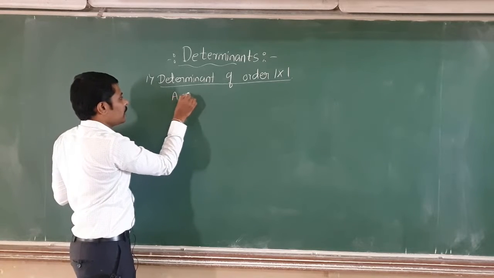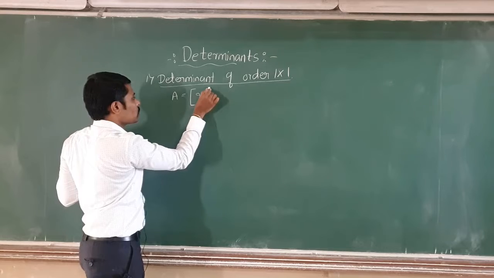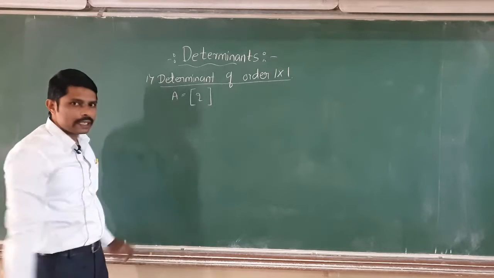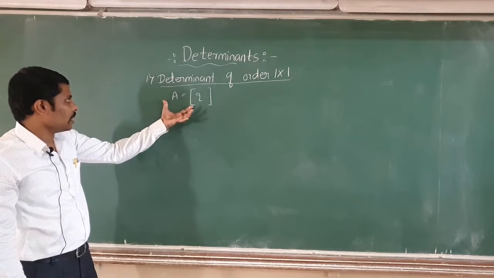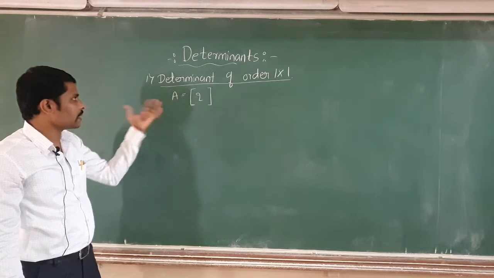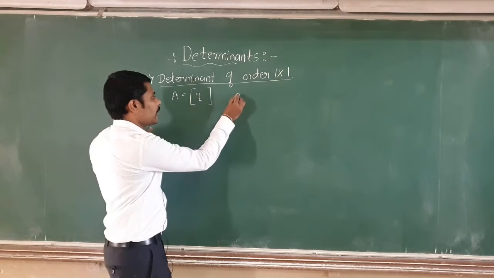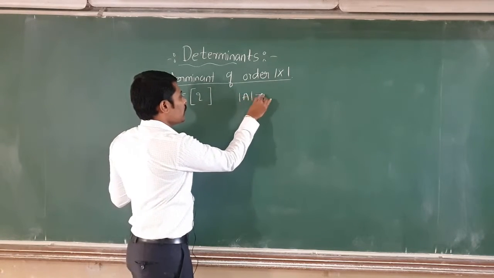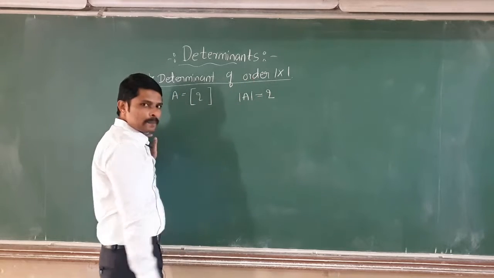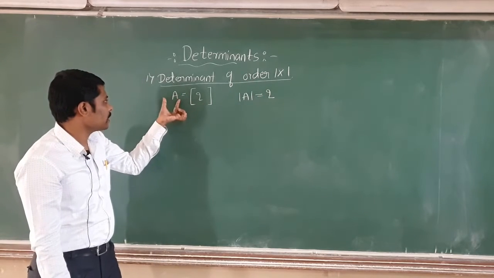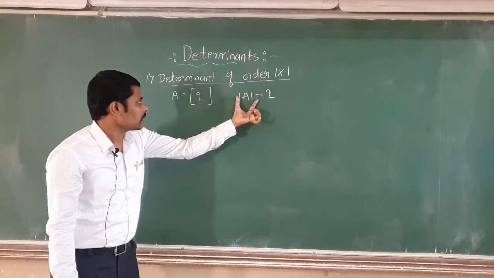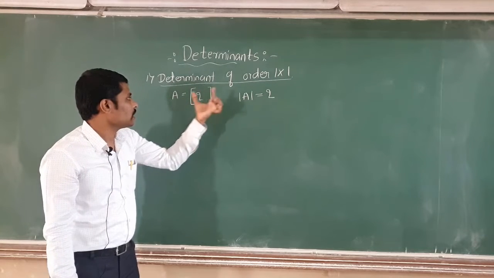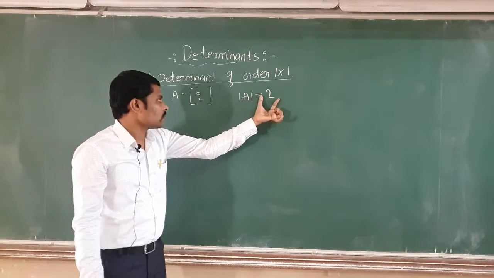For example, one matrix is given, A is equals to 2. Order of this matrix is 1 cross 1. Then, with respect to this matrix, we can represent the determinant as determinant of A is equals to 2. If A is a square matrix, the determinant of this matrix is denoted by determinant of A, it is equals to 2.